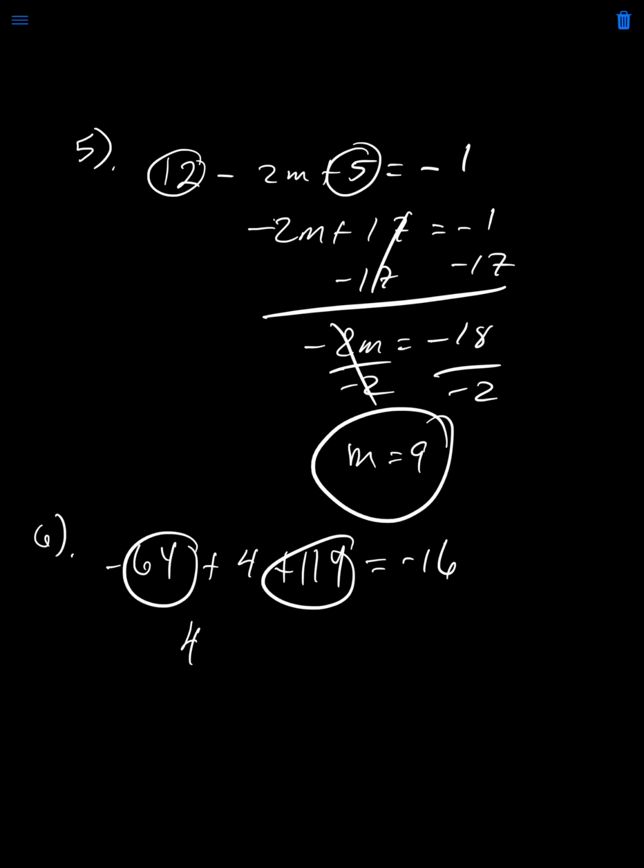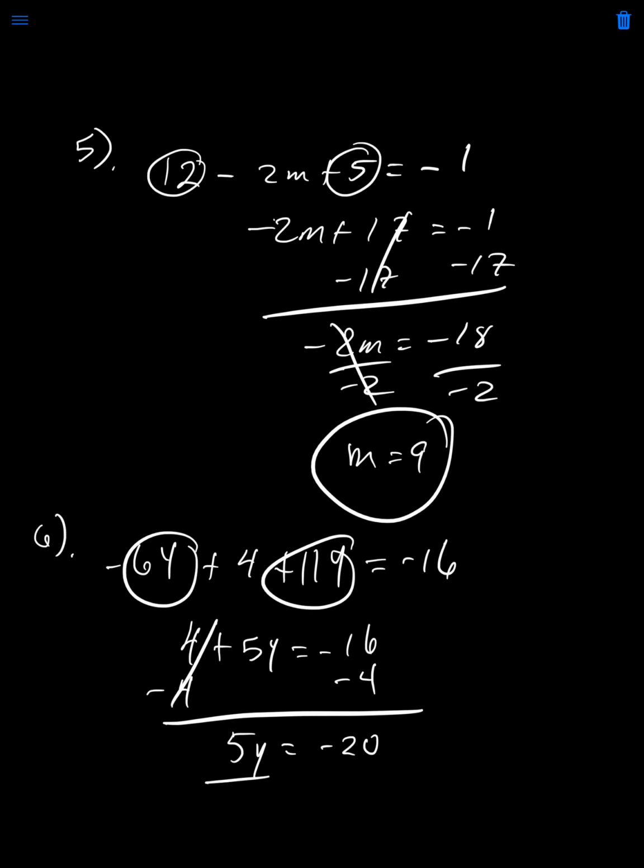Number 6, I have negative 6y plus 4 plus 11y is equal to negative 16. I combine negative 6 and 11 to get, let me see, that's going to be 5y, yep, 5y. Subtract 4 on both sides. So divide by 5 on both sides. So y is going to equal negative 4. Nice.